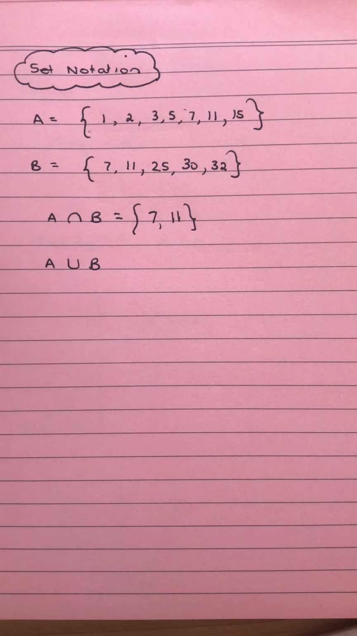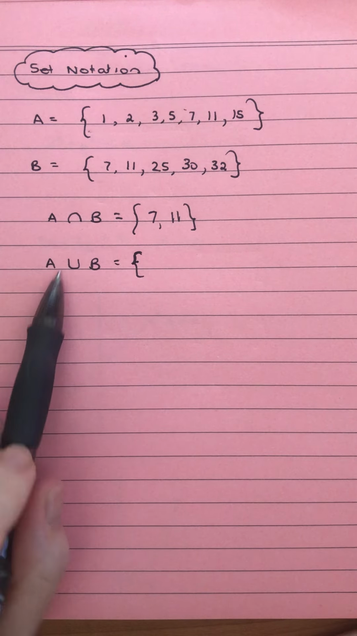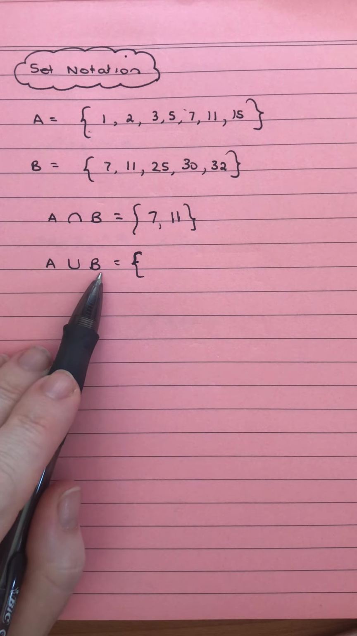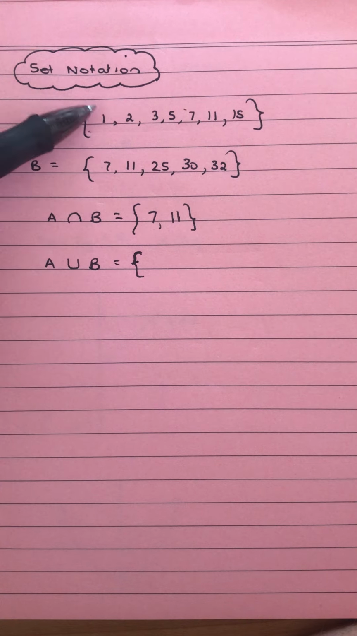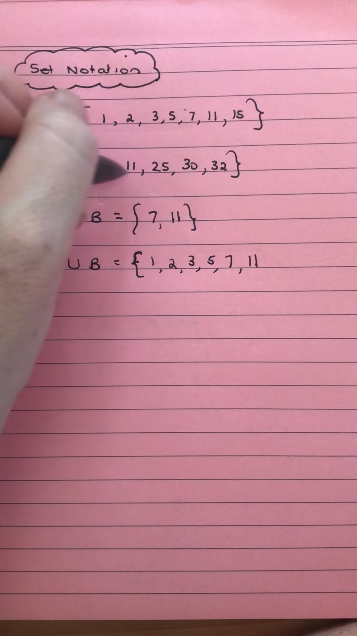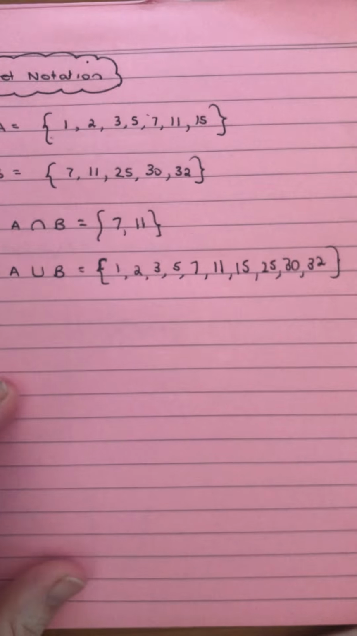For the union of A and B, it's everything that's in A and B. You might also see this called A and B when you're looking at probability, and A or B when you're looking at probability, so you'll see that vocabulary used as well. For A or B, we've got the 1, 2, 3, 5, 7, 11. The 7 and 11 come from there. We've got the 15, and then we continue on with the 25, 30, 32 to finish off that set.